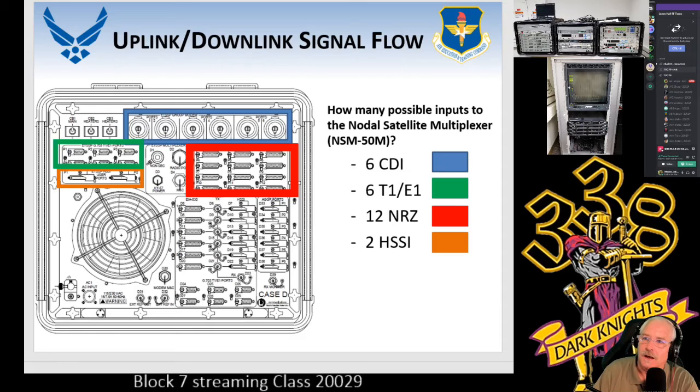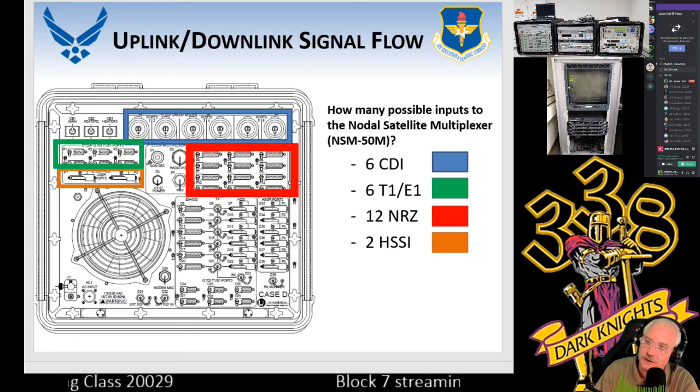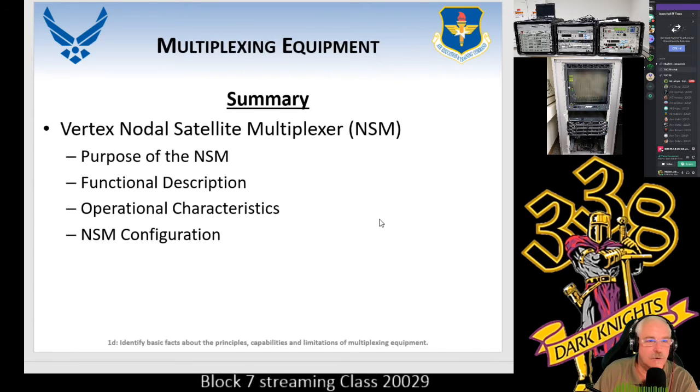Excuse me. The 12 NRZ ports, these are EIA-530 ports, D connectors. Gives you an idea of what you're going to be messing with. The 6 T1/E1s, there's that location, the 2 ISCs, and the 6 CDI. This is the extract that we will be using here in a few moments after we get through 2 Alpha. And of course, going through all of this, we'll get into the TO here in just a few minutes.